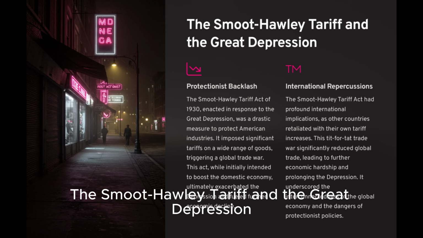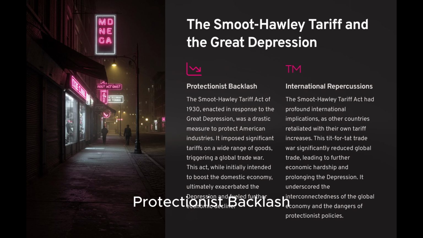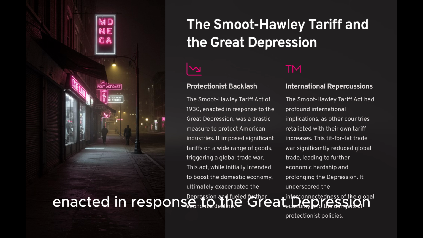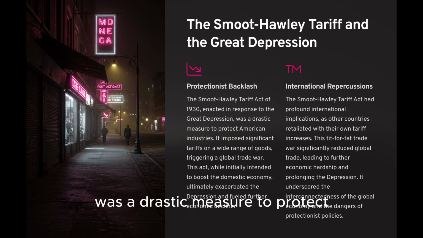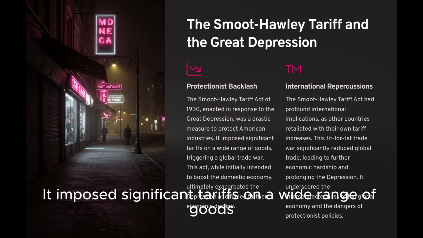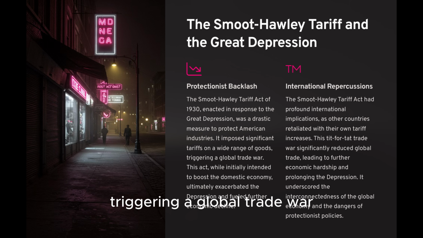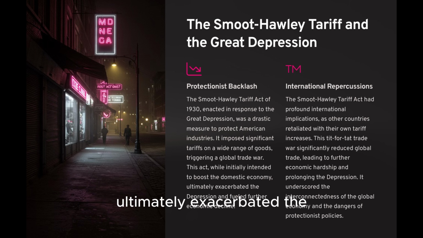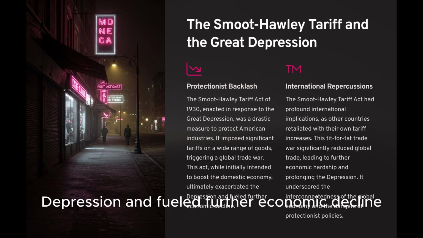The Smoot-Hawley Tariff and the Great Depression: protectionist backlash. The Smoot-Hawley Tariff Act of 1930, enacted in response to the Great Depression, was a drastic measure to protect American industries. It imposed significant tariffs on a wide range of goods, triggering a global trade war. This act, while initially intended to boost the domestic economy, ultimately exacerbated the Depression and fueled further economic decline.